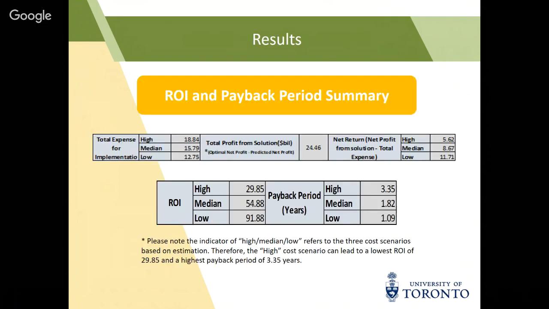As shown in these tables, in the lower bound cost scenario, the ROI reaches 91.88 and the payback period is 1.09 years. And at the upper bound cost scenario, the minimum ROI is 29.85 with a payback period of 3.35 years. The median case will fall between these two extremes.